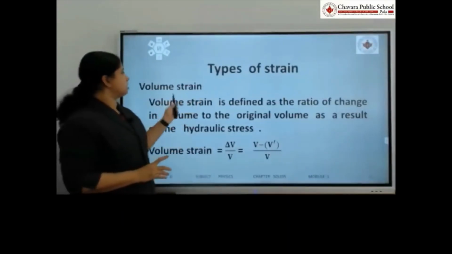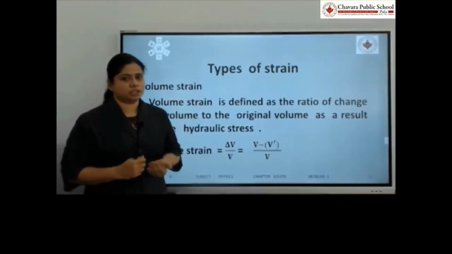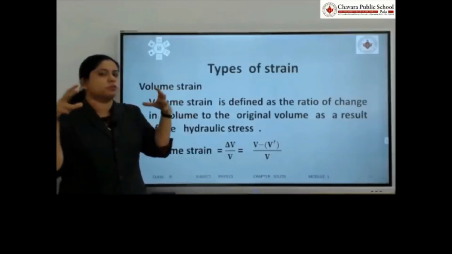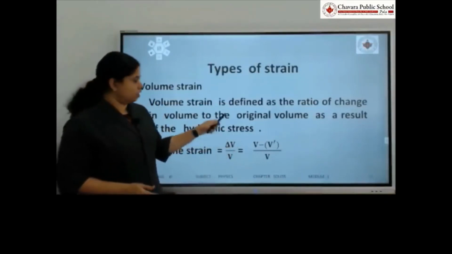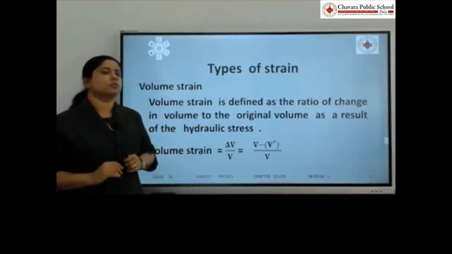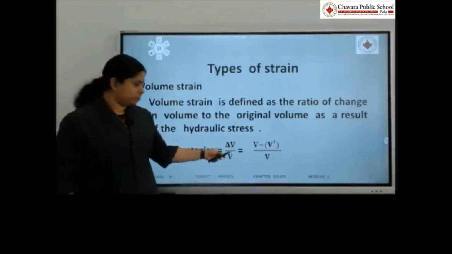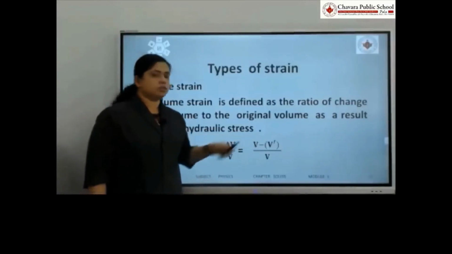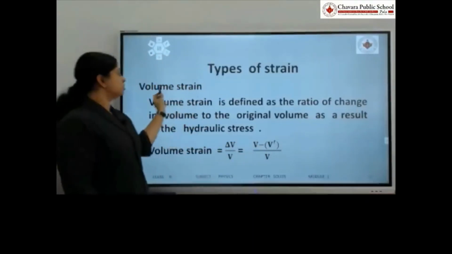Okay. The last type of strain is the volume strain or the hydraulic strain. Volume strain is the ratio of the change in volume to the original volume. If you apply force equally from all directions, its volume changes. The change in volume is delta V and the original volume is V. So, volume strain equals delta V by V, that is equal to V minus V dash, where V is the original volume and V dash is the new volume by compression, V minus V dash divided by V.